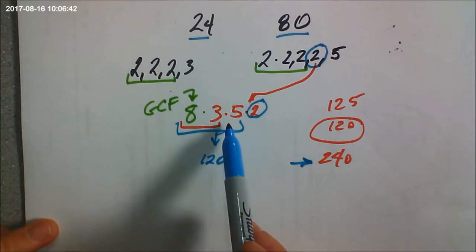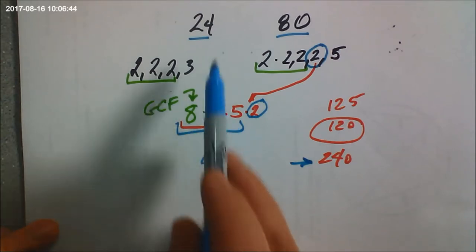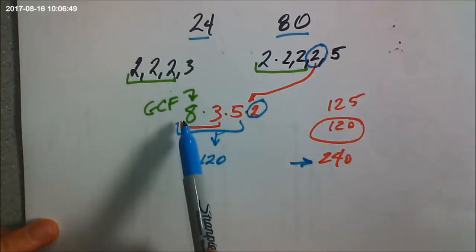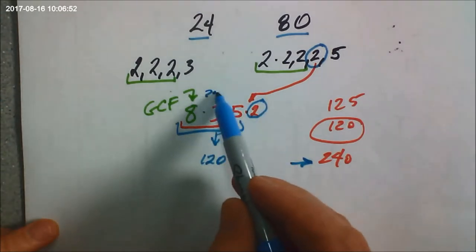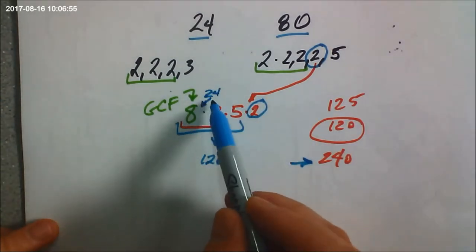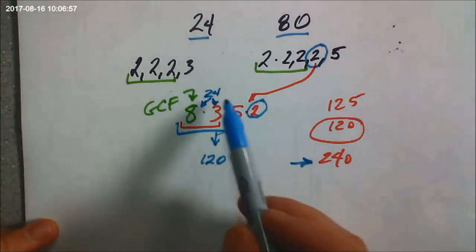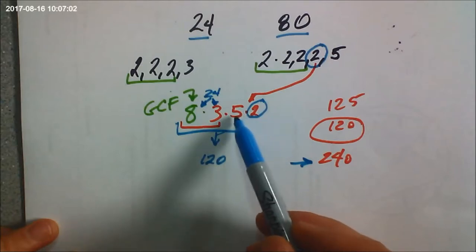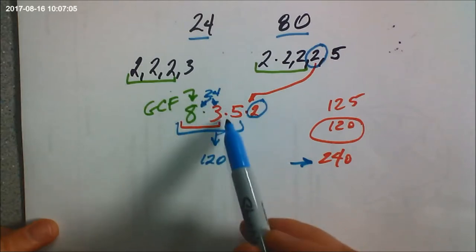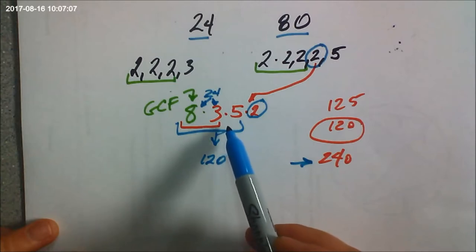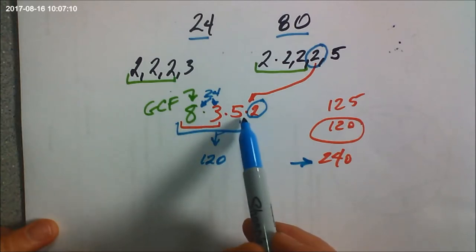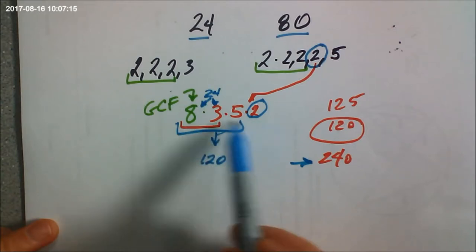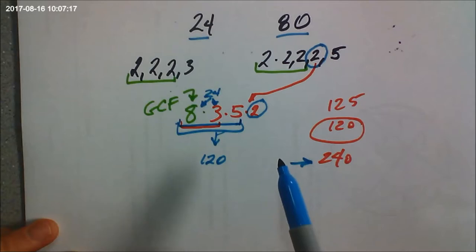That's true, but all of these numbers, 24 will go into it because this makes the 24. These two things right here make 24, right? That means that 24 times 5 is a multiple of 24, right? But does this number make 80? Because the 2's missing. This number doesn't make 80, because the 2's missing.